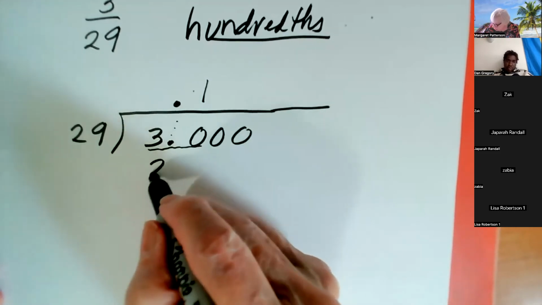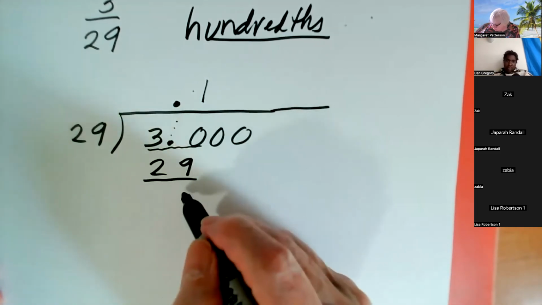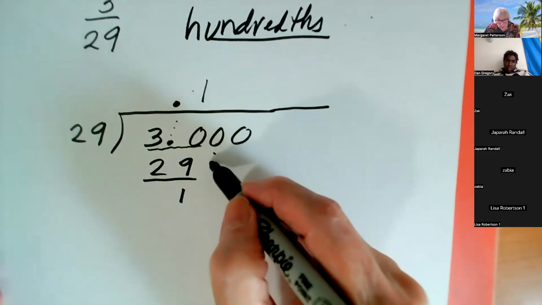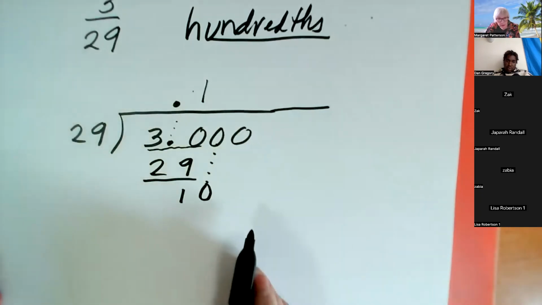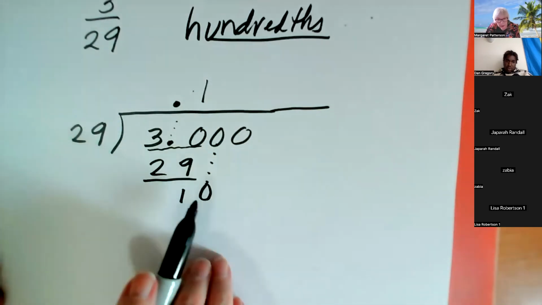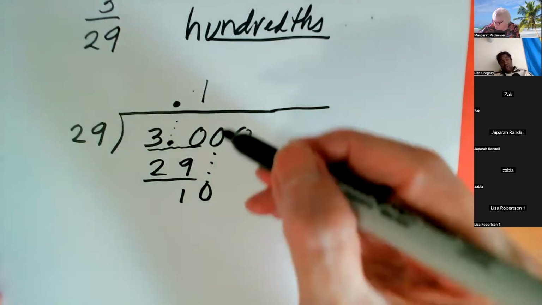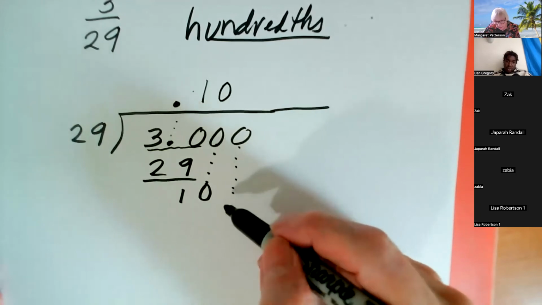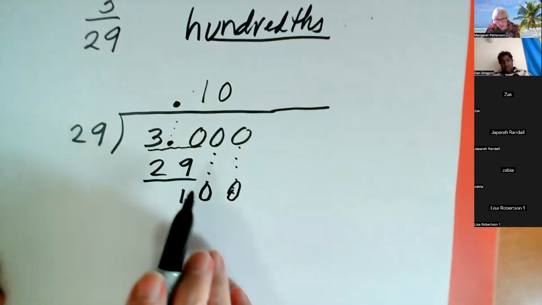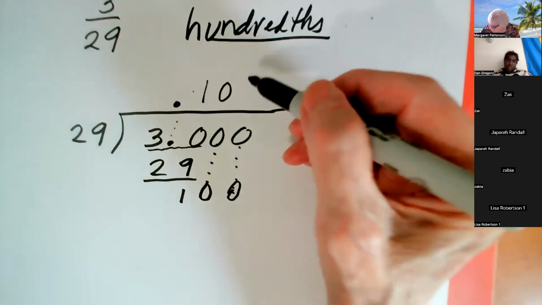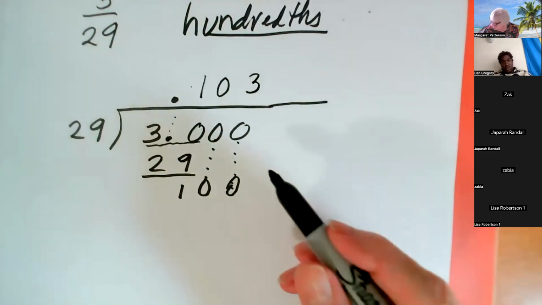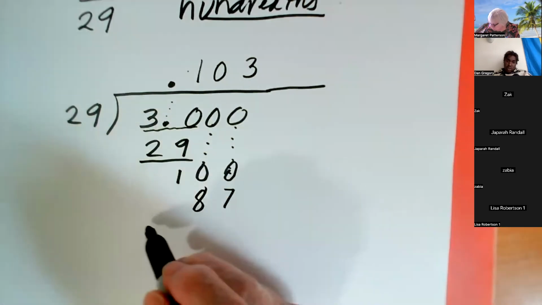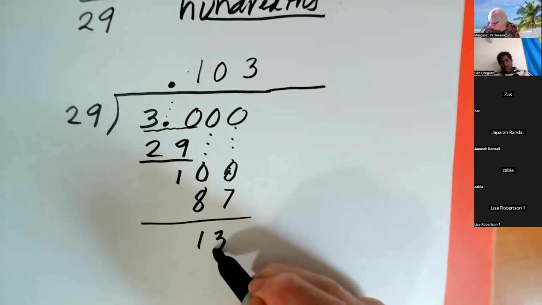1 times 29 is 29. When I subtract, 30 take away 29 is 1. I'm going to bring the first zero down. 29 into 10 does not go. So I say 0. I'm going to bring another one down. 29 into 100. I think it's going to go 3 times. 3, yes. What do you think? 3 times 9 is 27, carry a 2, 87. So that's 13 left over.